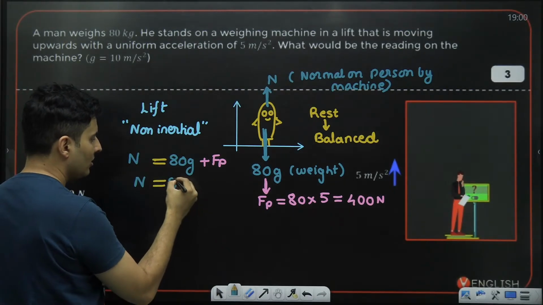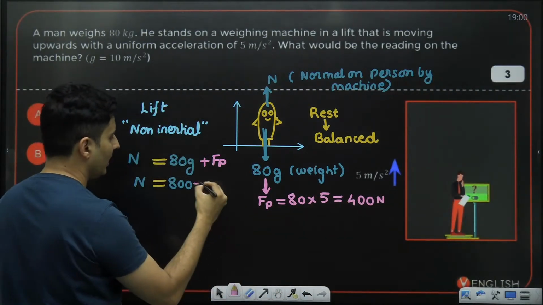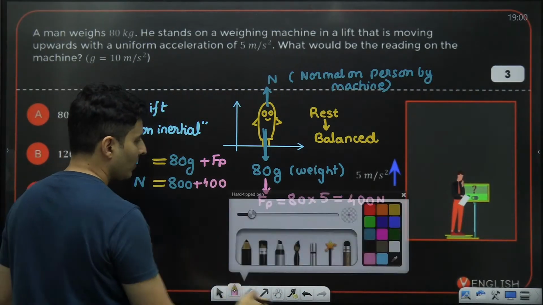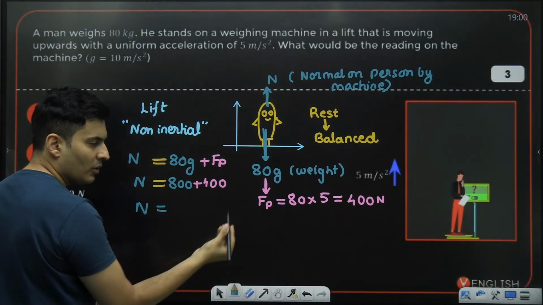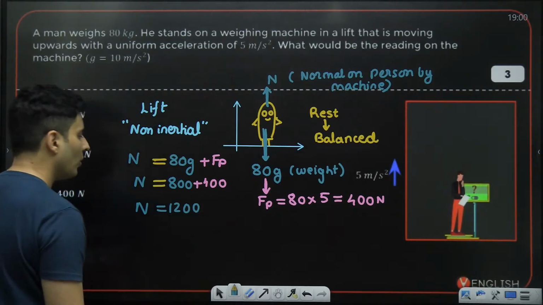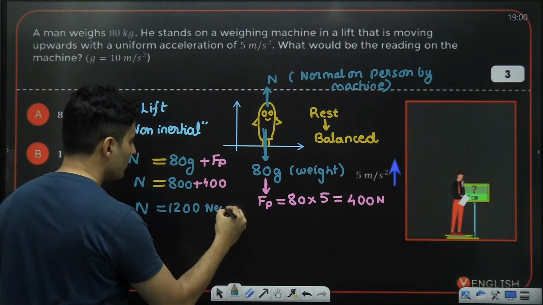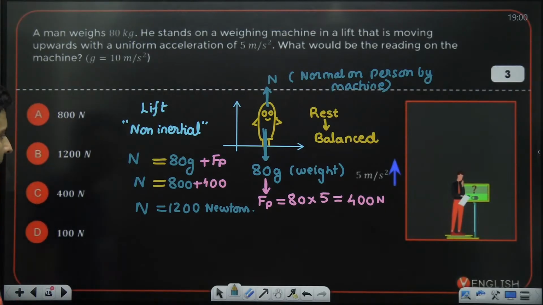G is 10, so this will be 800. And pseudo force is nothing but 400. So what is the value of normal I am getting? 80 plus 40, or 8 plus 4, is 12. So this will be 1200 newtons. 1200 newtons. Everyone, till this point absolutely clear?